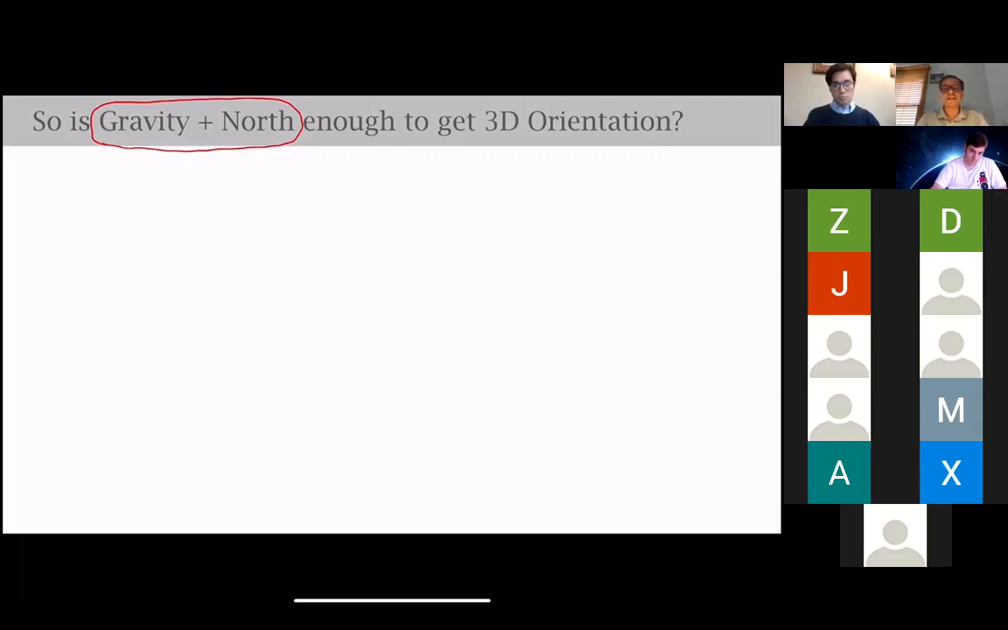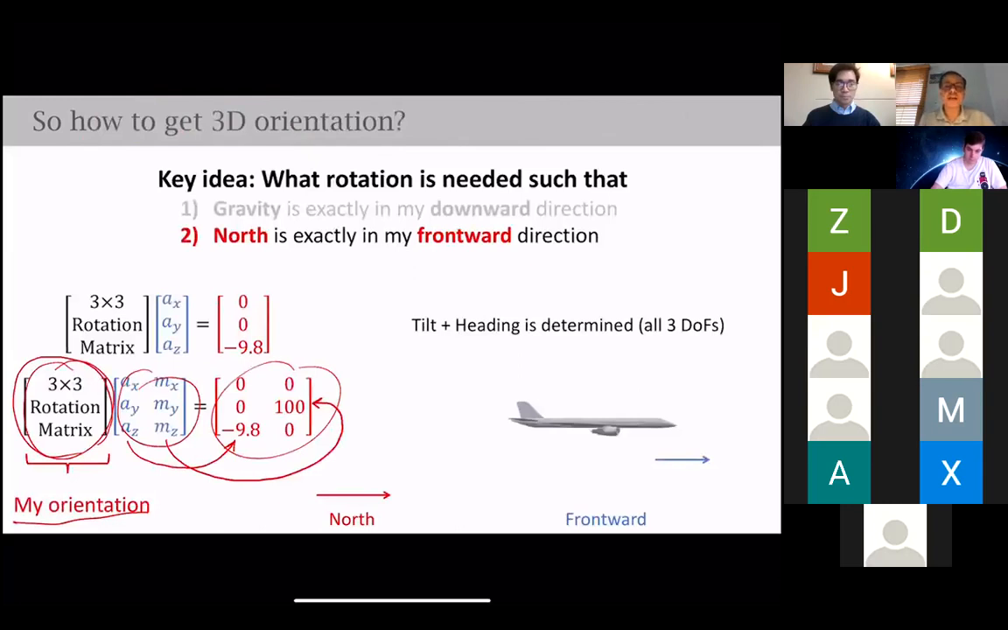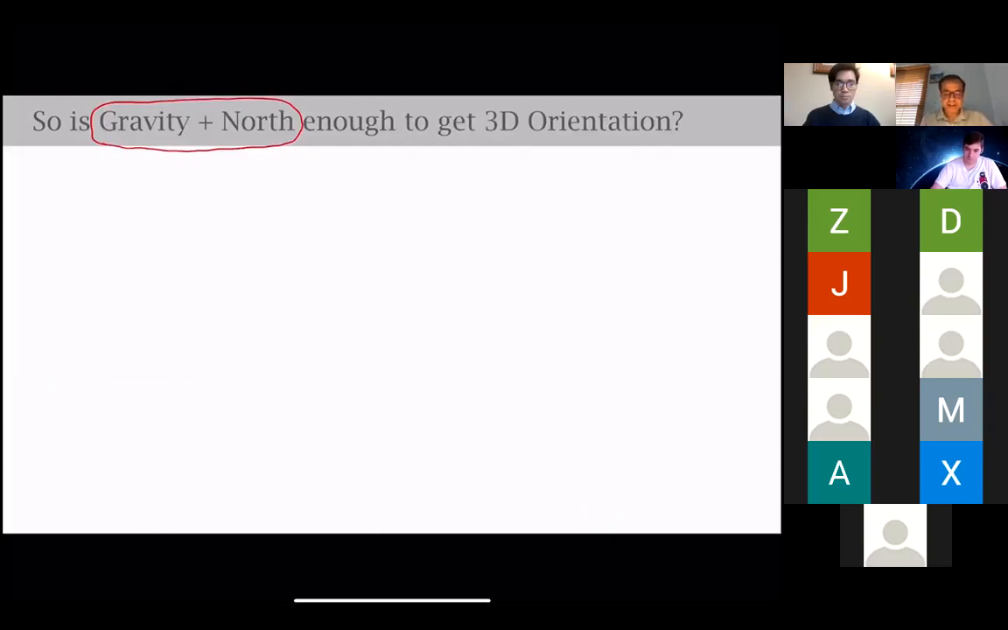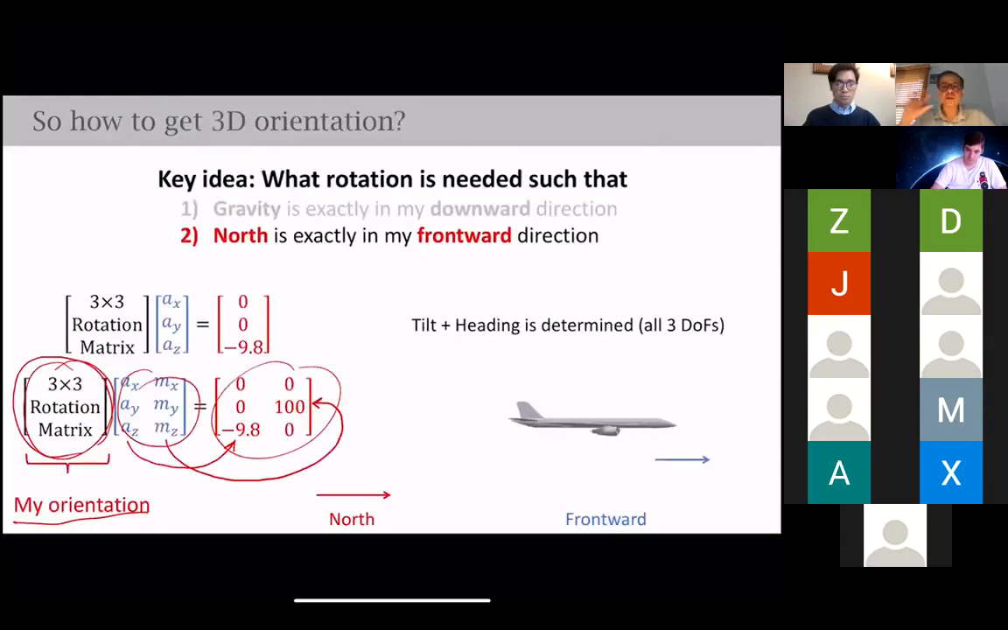Suppose a plane is flying. Is gravity and north enough to get the 3D orientation? Or in other words, where can this idea fail? When will this idea fail, where you're using gravity and north as the way to understand orientation? What did I assume while I'm saying that gravity and north is what we need to compute orientation?